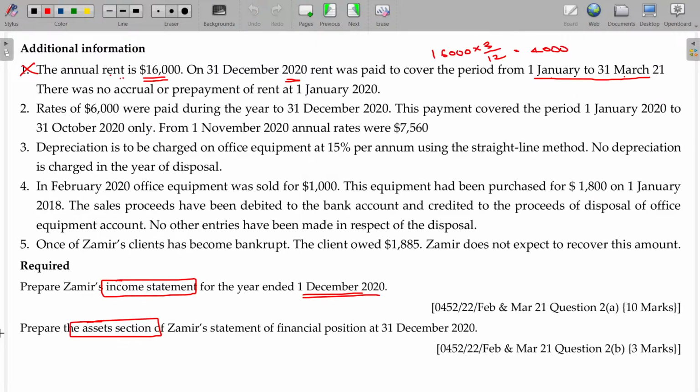And then rates of 6,000 were paid during the year 31st December 2020. The payment covered the period from 1st January 2020 to 31st October 2020 only. From 1st November 2020, annual rates were 7,560. So, for this period it is 6,000. But for the remaining period we have to calculate. From 1st November onwards, the annual rate being 7,560.